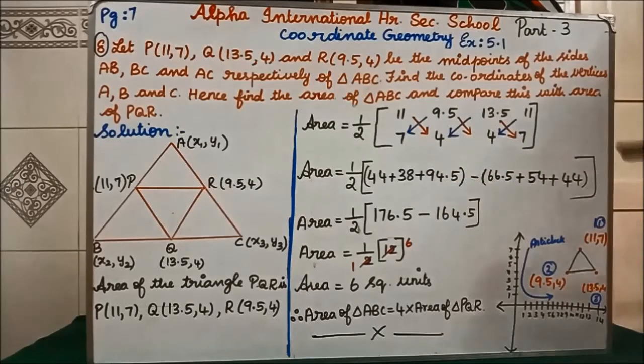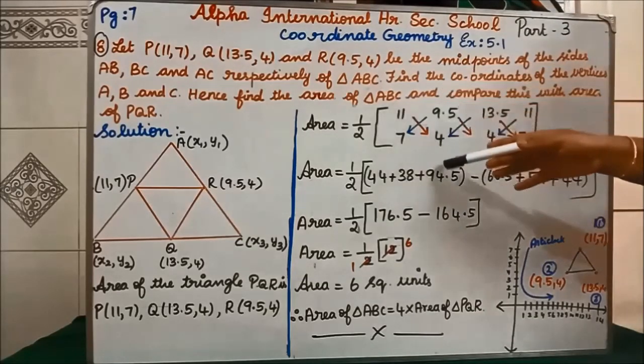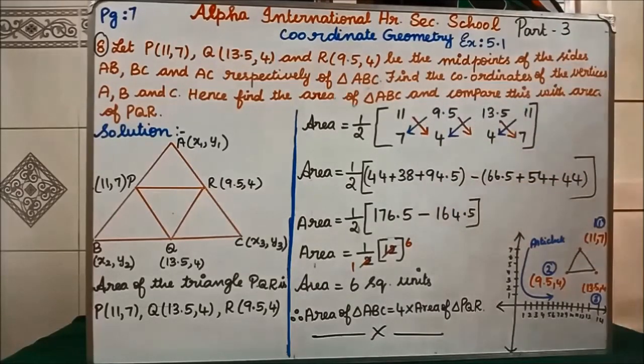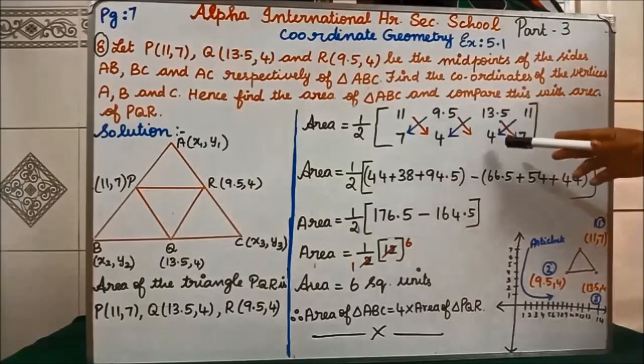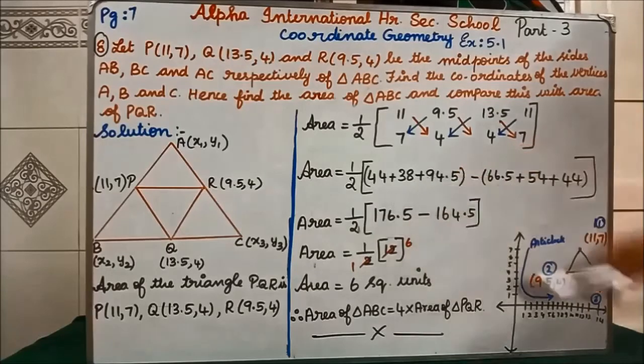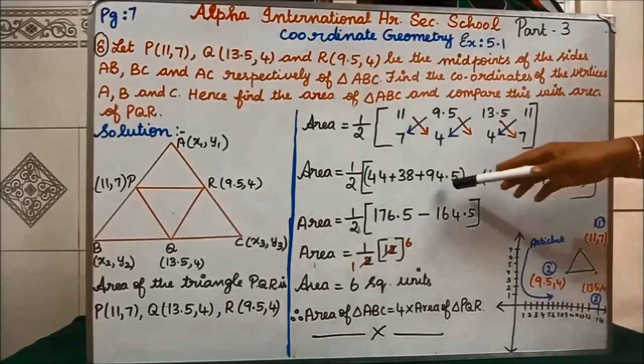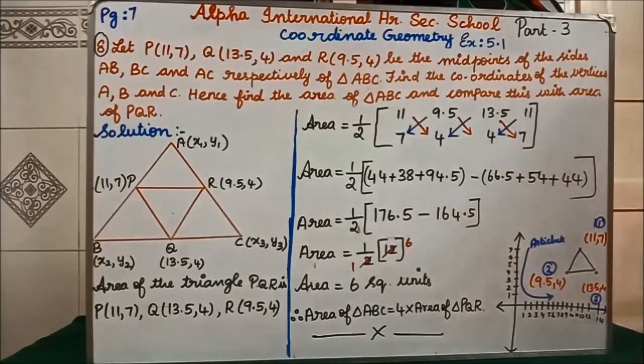Clear? First, which side you will put the arrow mark? From left to right. First red arrow mark only we have to see. Clear? 11 4s are 44. 9.5 into 4 is 38. 13.5 into 7 is 94.5.